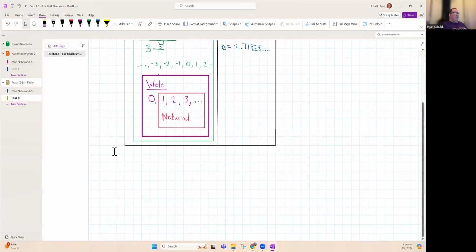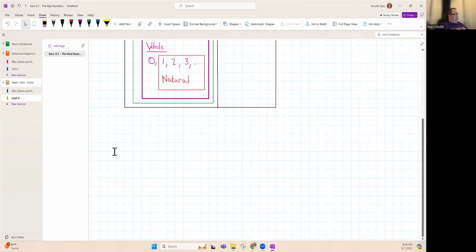Okay, so let's kind of look at some properties of real numbers.